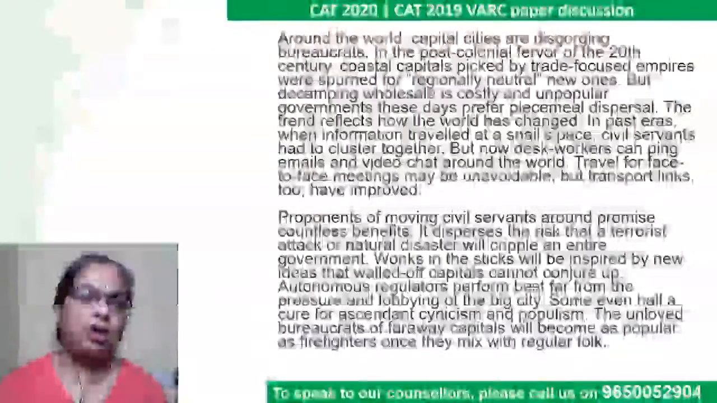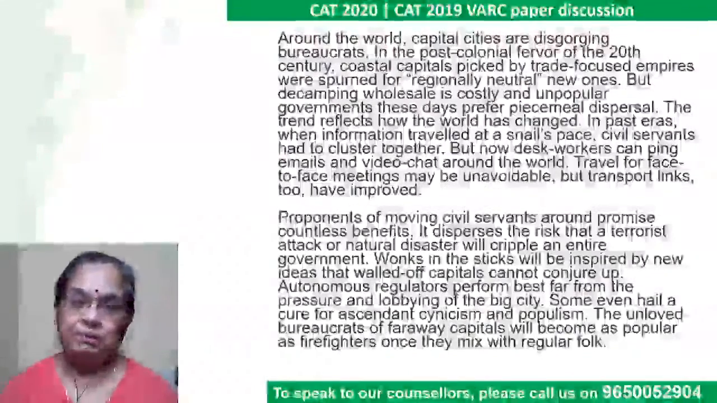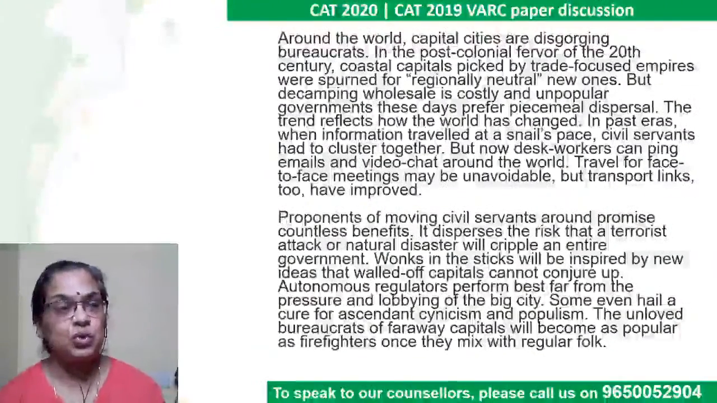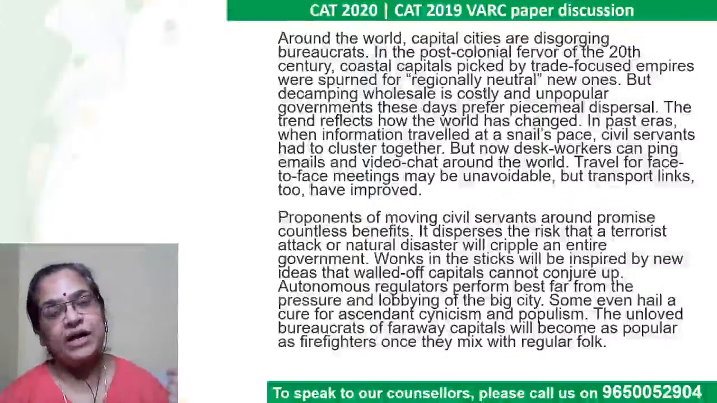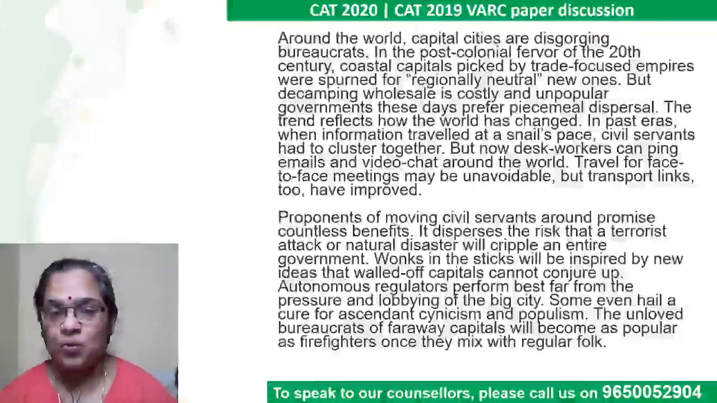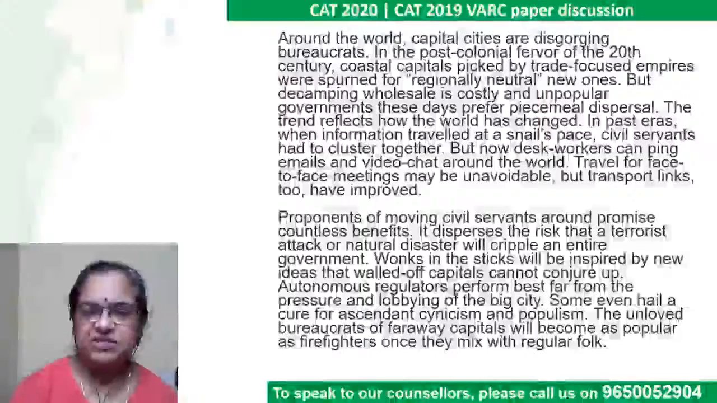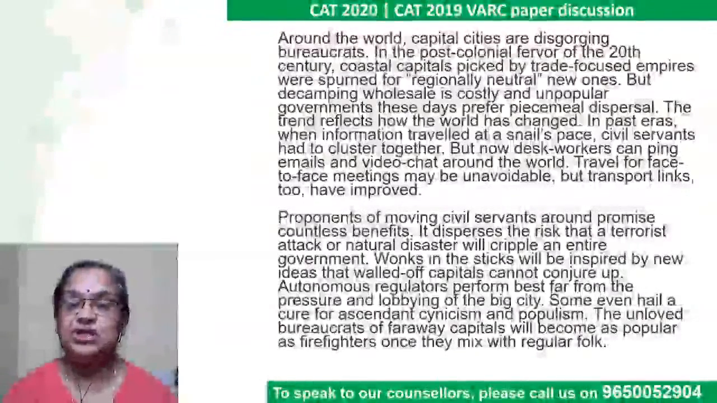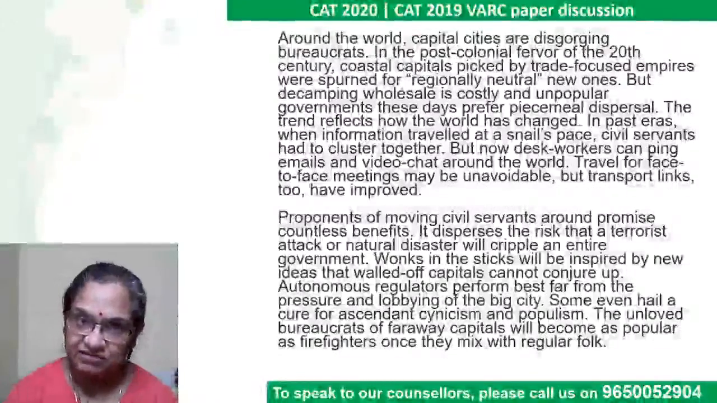Therefore, it's not important that all civil servants be at one place. Second part, he says, proponents of moving civil servants, those who support this idea of moving civil servants around, say there are countless benefits. What are they? It disperses the risk that a terrorist attack or a natural disaster will cripple an entire government.